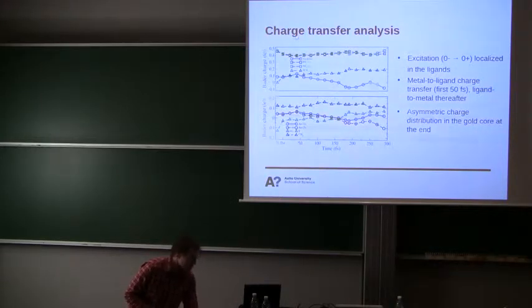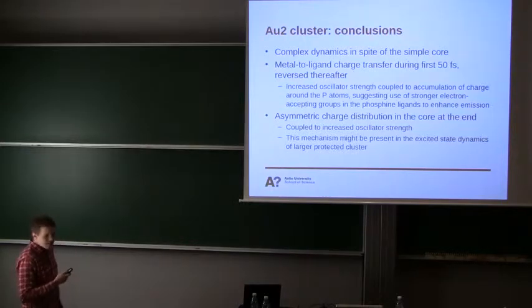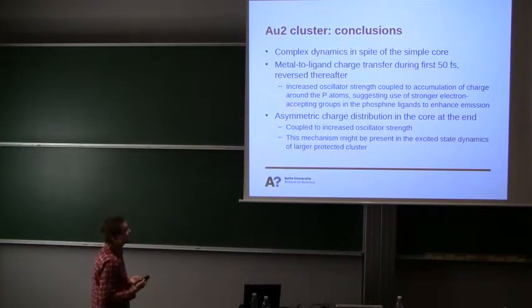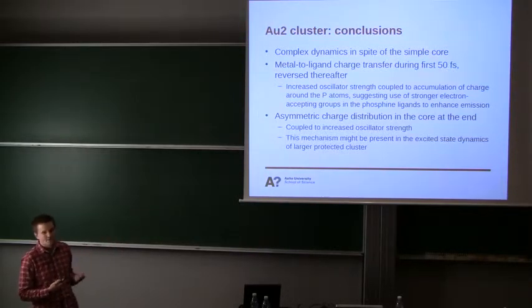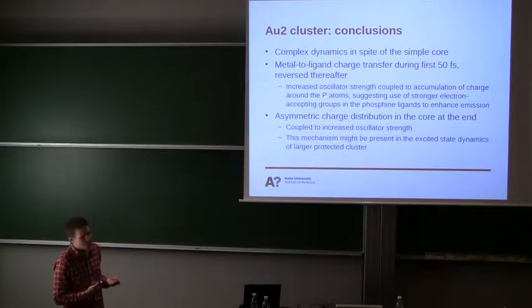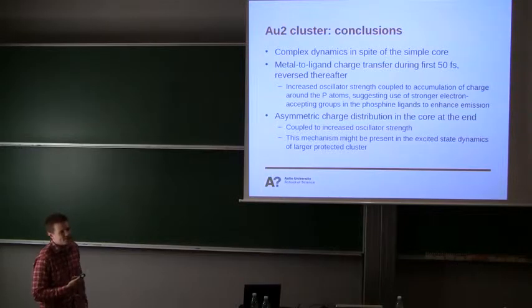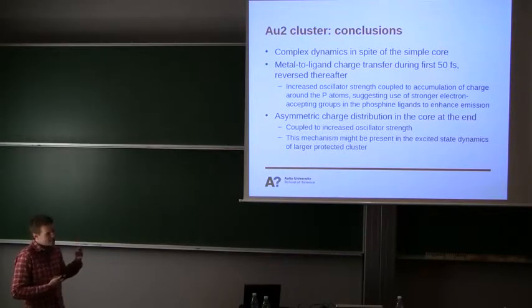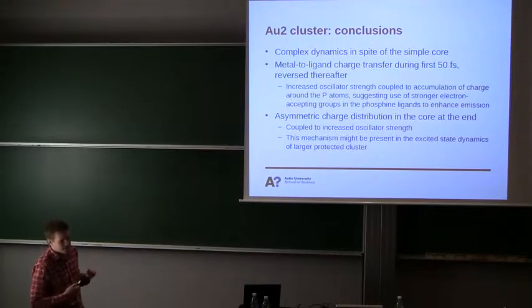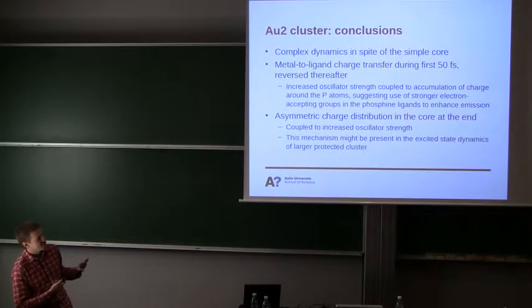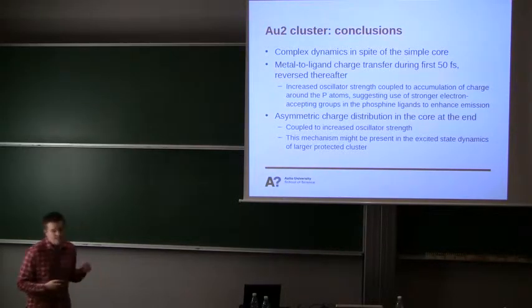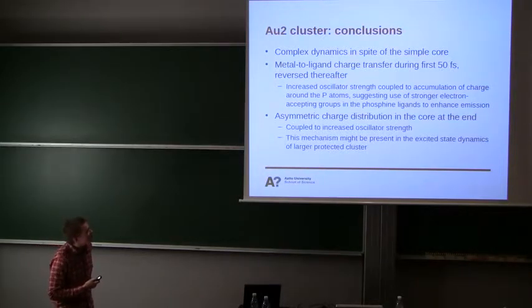So what can we actually conclude from all these calculations? Well, first, even though our system seems quite simple, the dimer has quite complex features due to the interatomic interaction. Then, from the charge transfer study, we found metal to ligand charge transfer during the first 50 femtoseconds. And the conclusion is that the accumulation of charge around phosphine atoms is connected to increasing transition probability. So, going back to the luminescence properties, we could suggest using stronger electron accepting groups in the phosphine ligands.